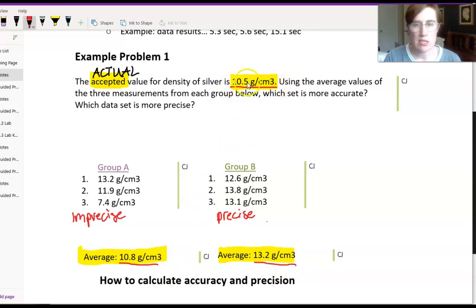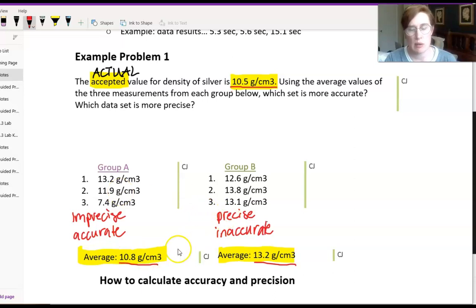So the actual value is 10.5. Group A's average was 10.8. That's pretty accurate, very close. Group B's average is 13.2, and that is far away from the actual value, so we would say it's inaccurate. So this is when I ask you to describe or to compare precision versus accuracy in a set of data, this is what I'm asking you to do.